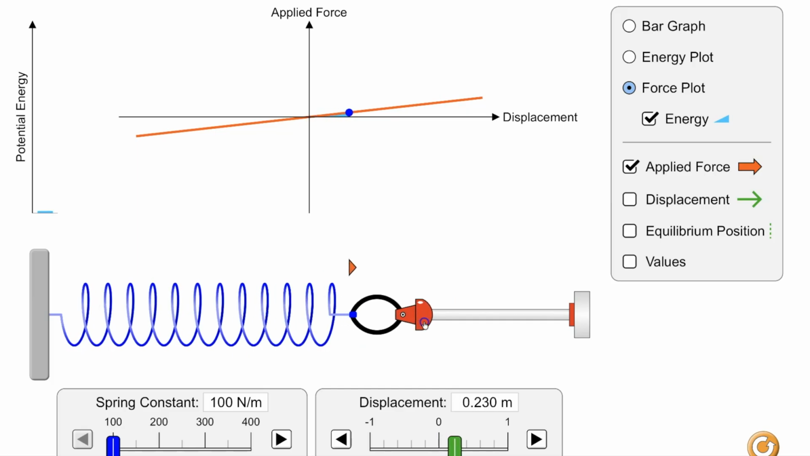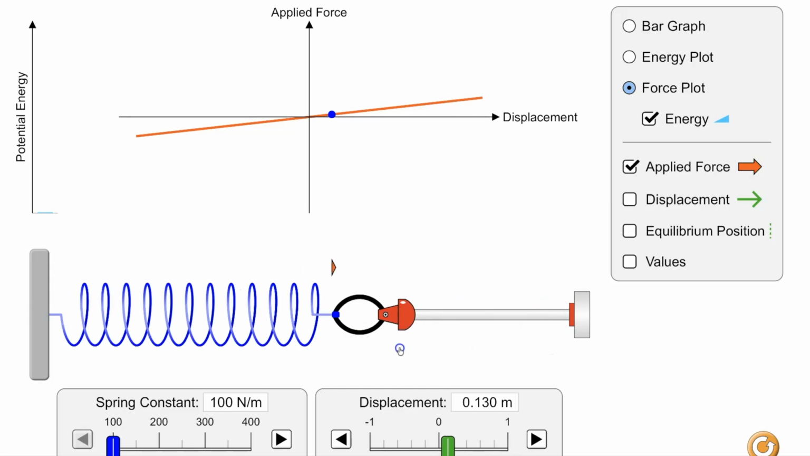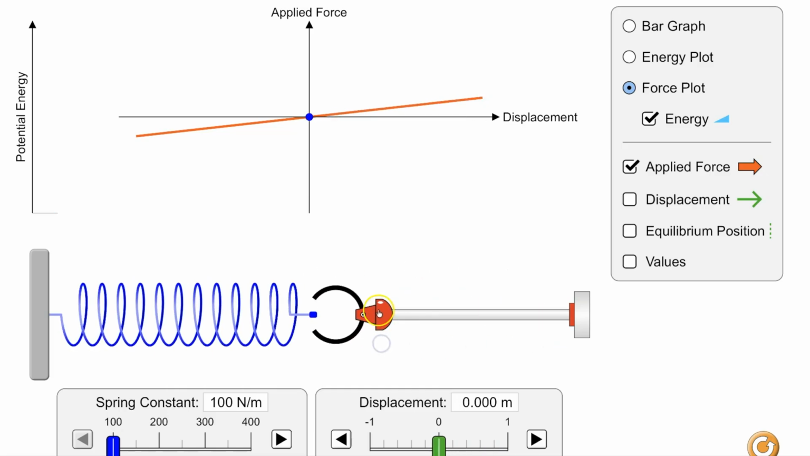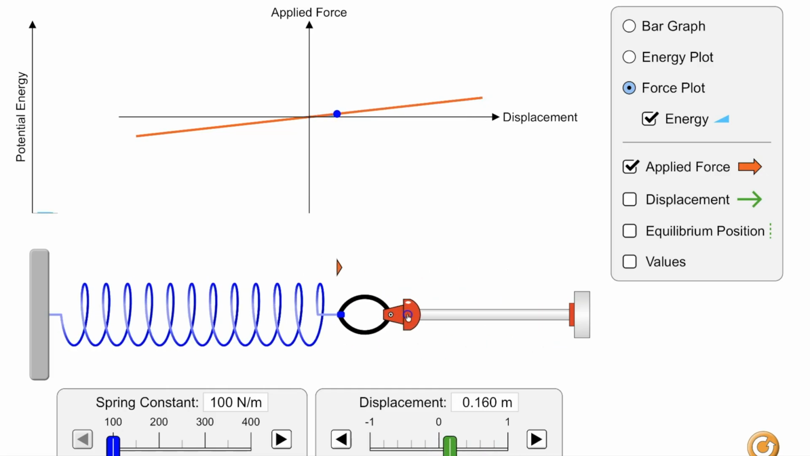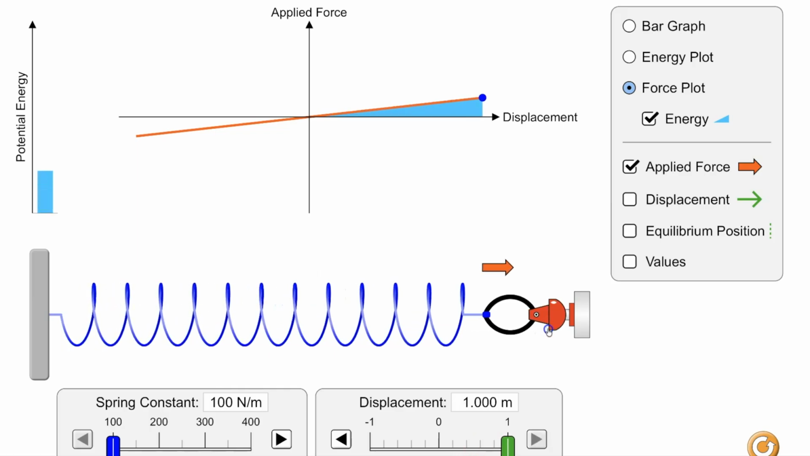So the greater you displace the spring, the greater the force you are applying and the greater the energy you are creating. Now, mind you, you are doing positive work. You are pulling the spring to the right and you're doing positive work on it. Displacement is to the right and force is to the right. They are showing you the applied force, and this area under that graph represents the energy of the spring.